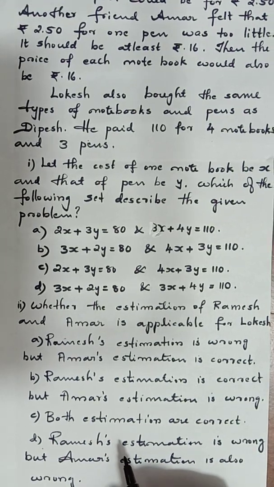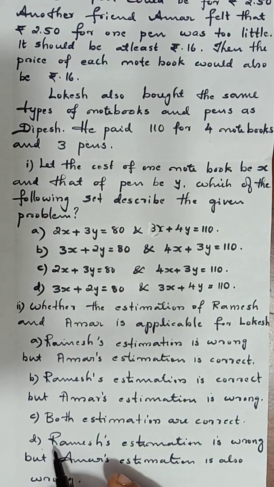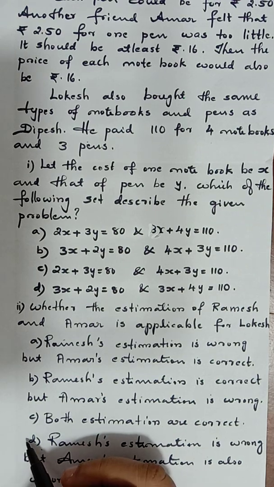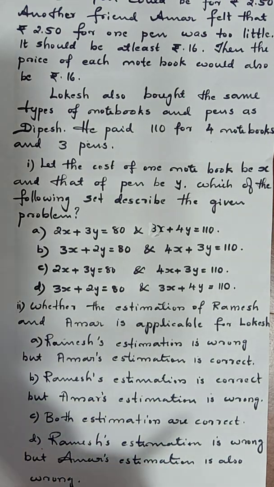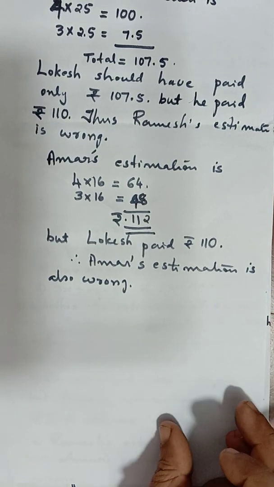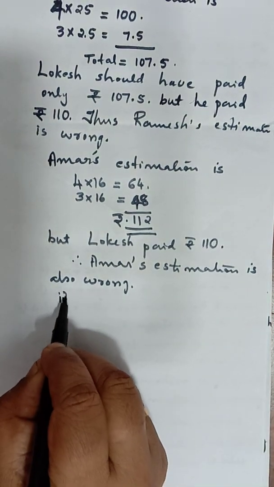Okay, we can see both estimations are correct. Then comes D, that is, Ramesh's estimation is wrong, but Amar's estimation is also wrong. So option D is our correct answer. We have to write it as option D. That is question number 2.